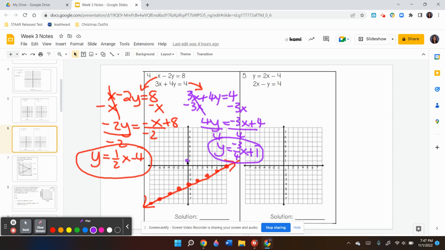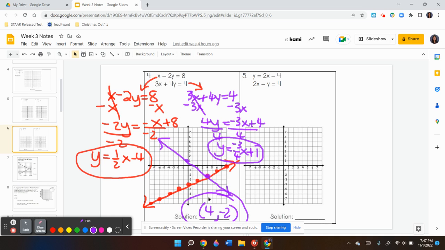Our y-intercept is 1, so we plot a point at 1. Our slope is -3 over 4, so we're going to go down 3, to the right 4. You will notice that we already have a point on the other line going through that point. So that means our solution is (4, -2).